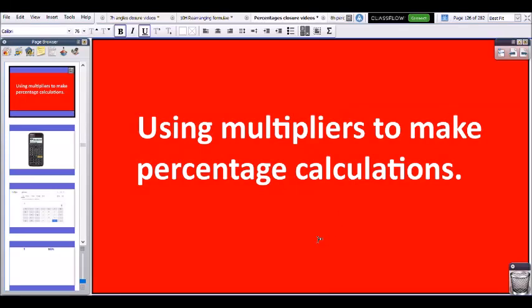Good morning, guys. In this lesson we're going to be using multipliers to make percentage calculations, and in a few minutes I'm going to explain exactly what I mean by a multiplier.